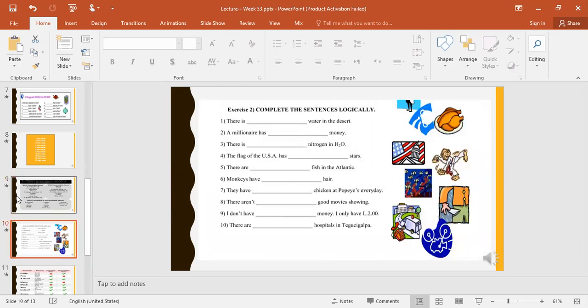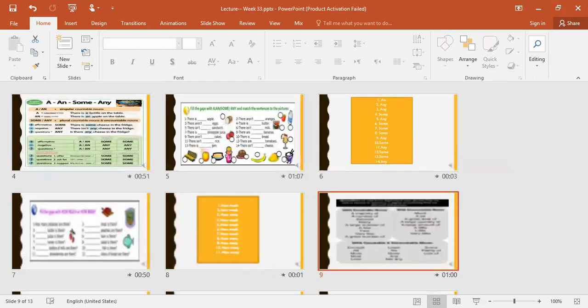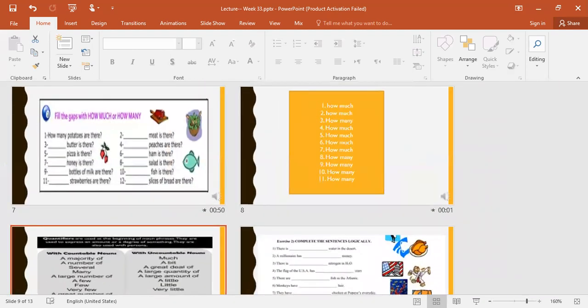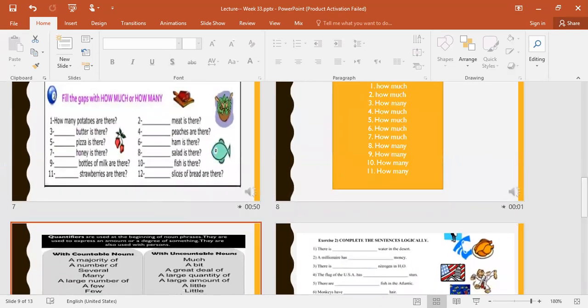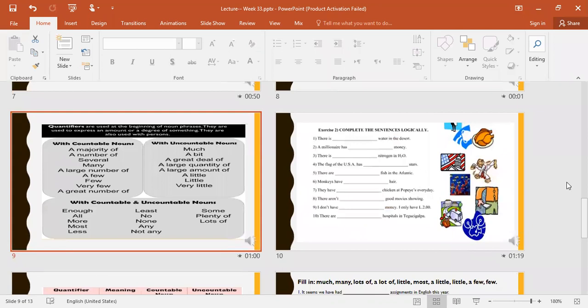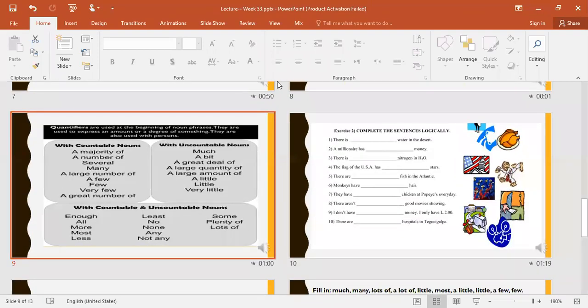Yalla, continue. And of course, you can use these quantifiers, the ones that you use with countable and uncountable nouns, okay? I will try to zoom so that you will have both slides. Is it clear now? Yeah. Go ahead, start.